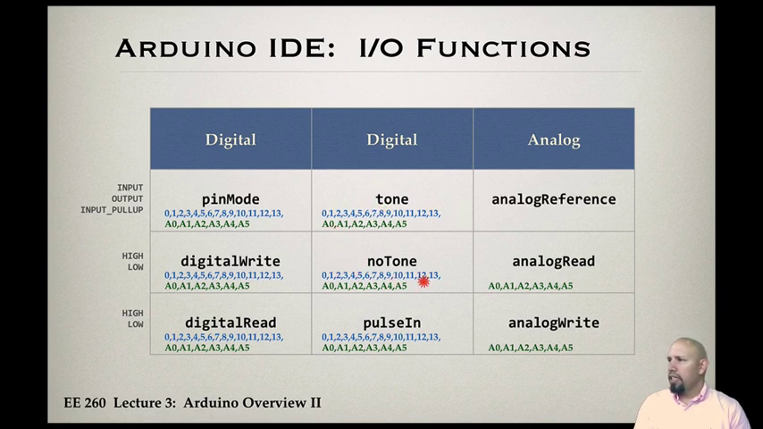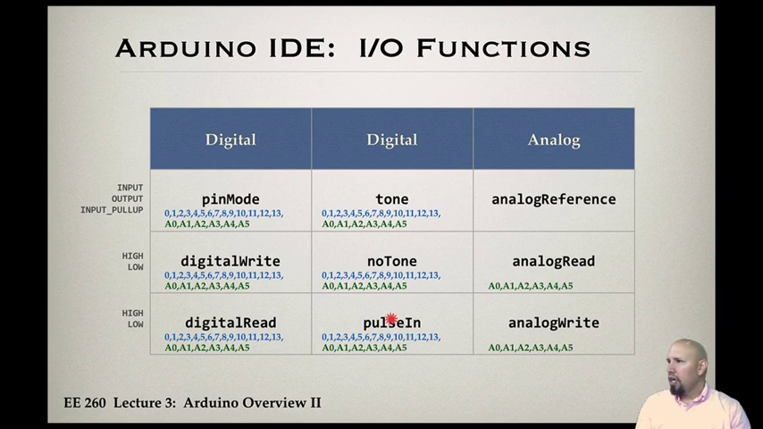No tone basically shuts off the tone. So these two go together. If you want to play a song, for example, you would set the tone. Let's say you have a speaker or a buzzer hooked up to one of the pins, you can set the tone. Then if you want to change notes, you have to do no tone and then switch to a new tone, and so forth.